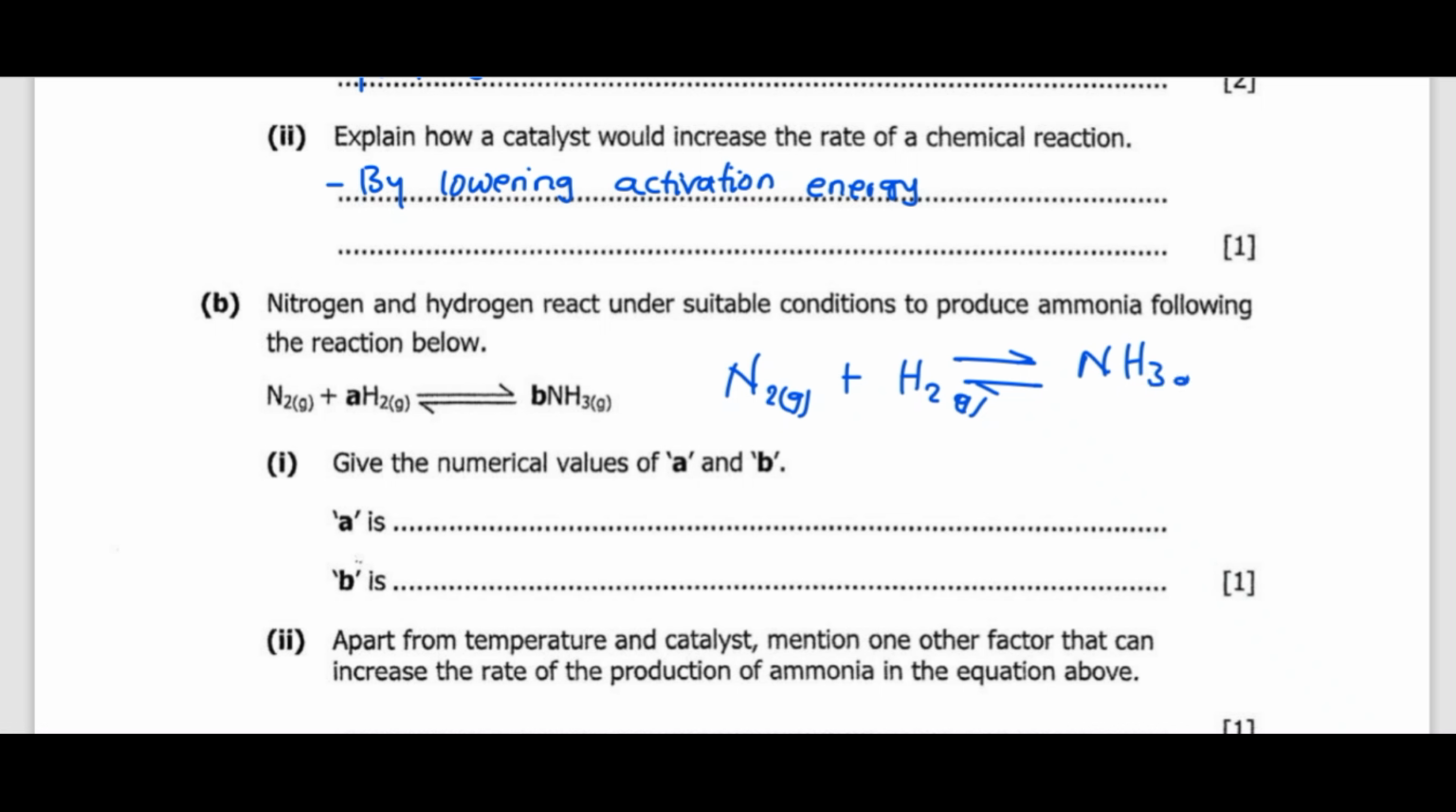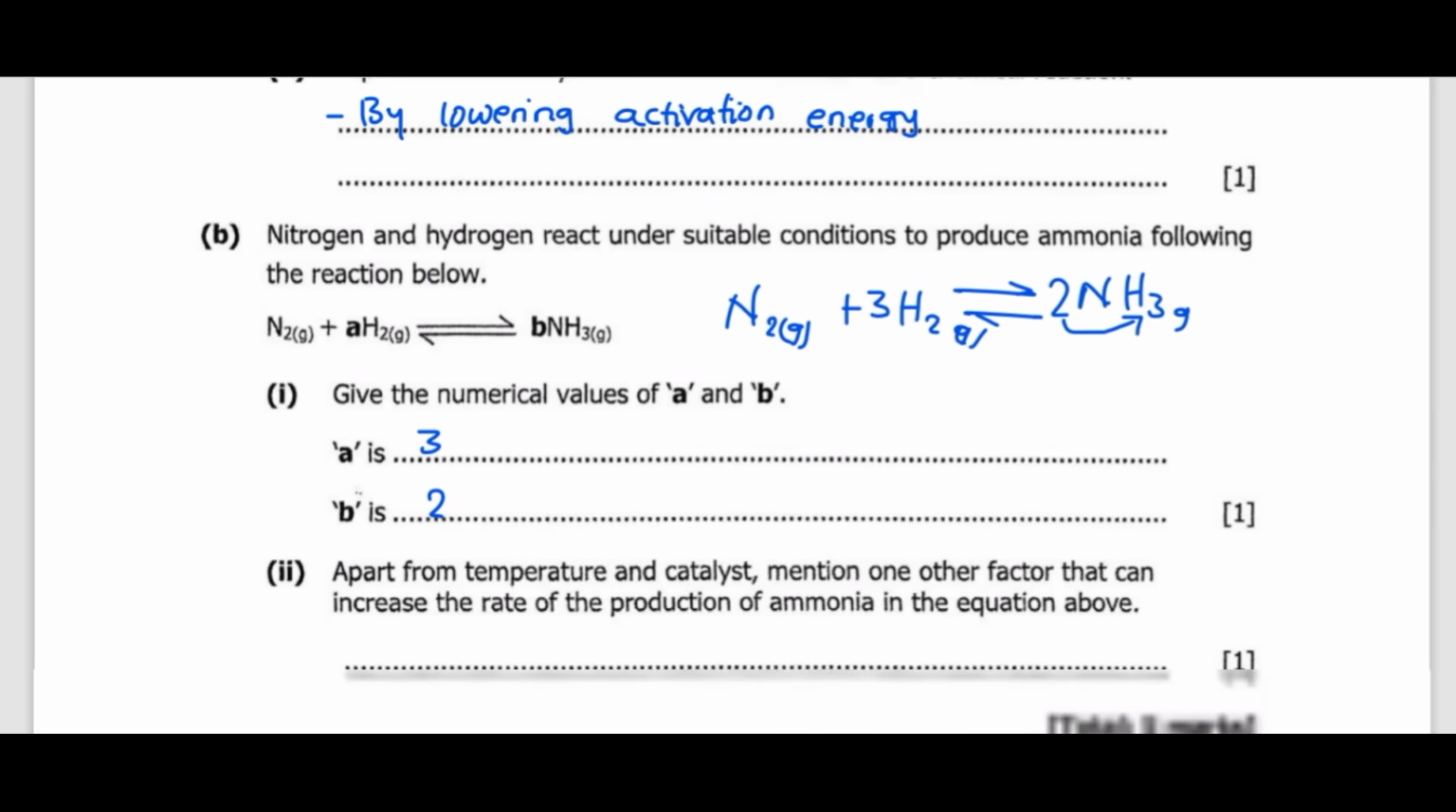So first begin by balancing nitrogen, so we need to put a 2 here, so we know that B is 2. So 2 atoms of nitrogen, 2 atoms of nitrogen. Now if we multiply 2 times 3 will give us 6. So what number can we multiply by 2 to give us 6? So we need a 3 here. So this is how we can balance it.